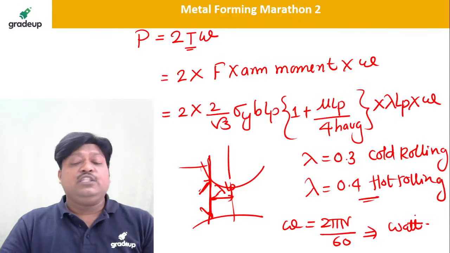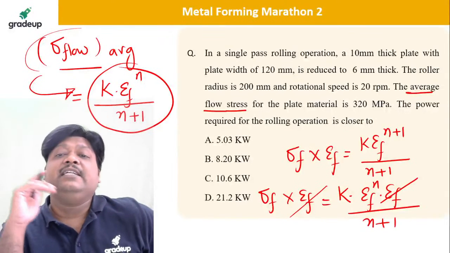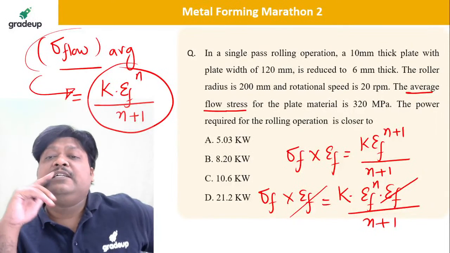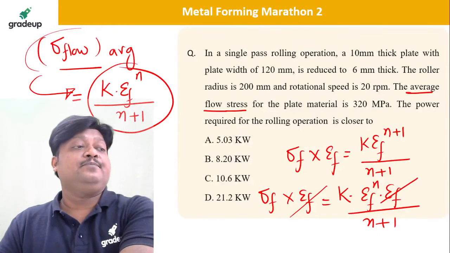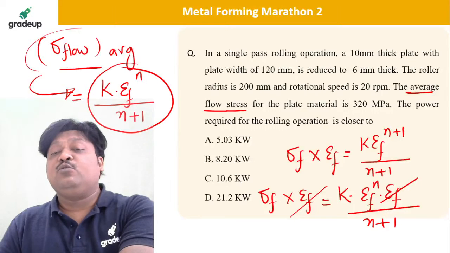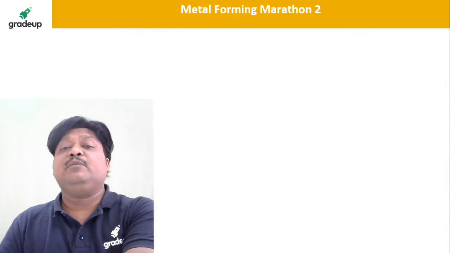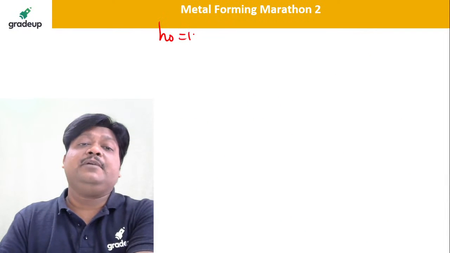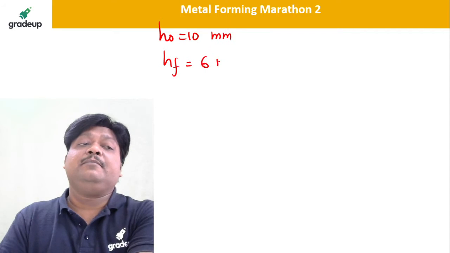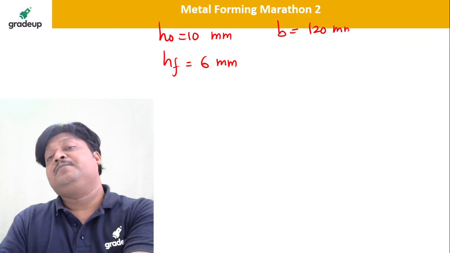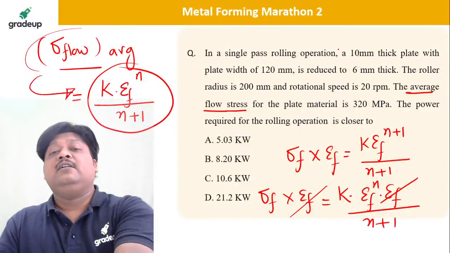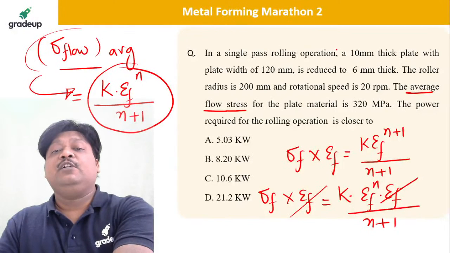So in the given question, dear students, see, in a single pass rolling operation, a 10 mm thick plate. Try to calculate, chalo calculate karo bhai, aur calculators le lo haath mein. In a single pass rolling operation, a 10 mm thick plate, H original is 10 mm, H final is 6 mm. B is 120 mm. Then what is given? Width is given, 120 mm.